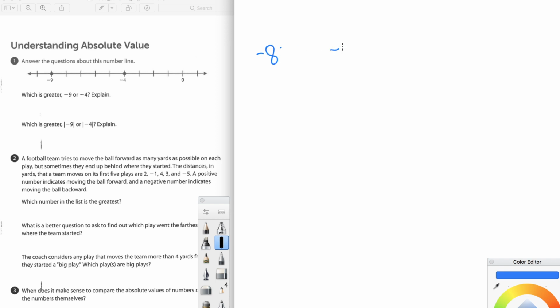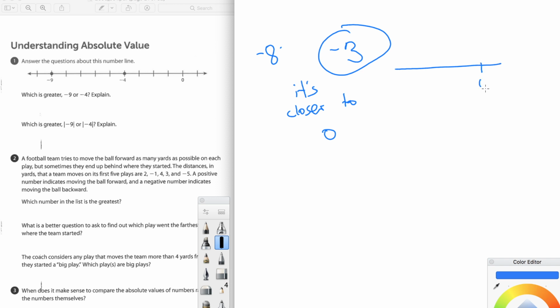So which one's bigger, -4 or -3? Now, I know 8 looks greater, but actually -3 would be the greater number than -8 because it's closer to 0. Anytime we do a number line, whatever number is closer to 0 from the negative numbers, for example, if you have -10 and -1, the negative number closer to 0, that's the bigger one. It's closer to 0. So this explanation only works when they're both negatives.